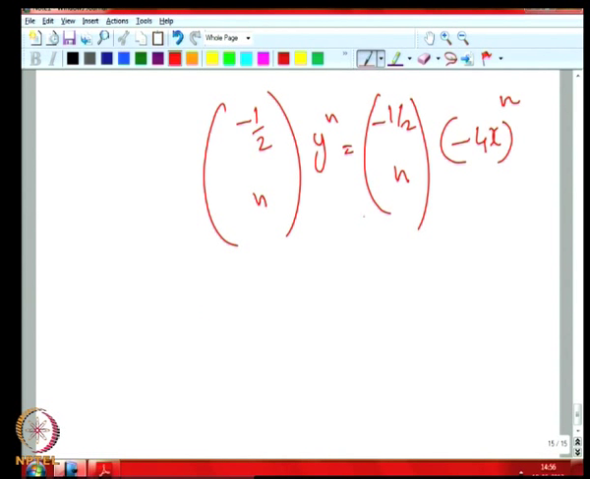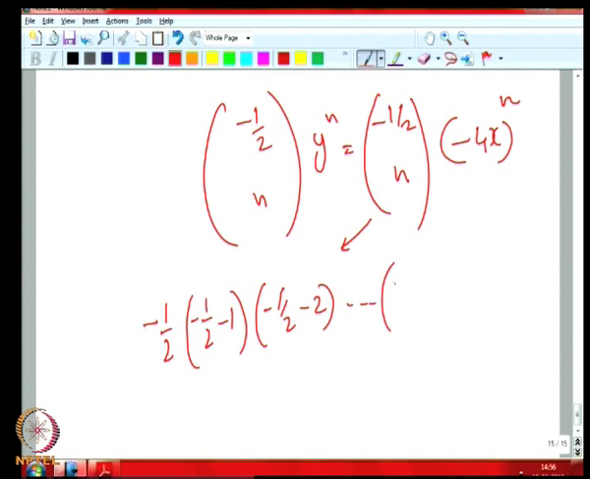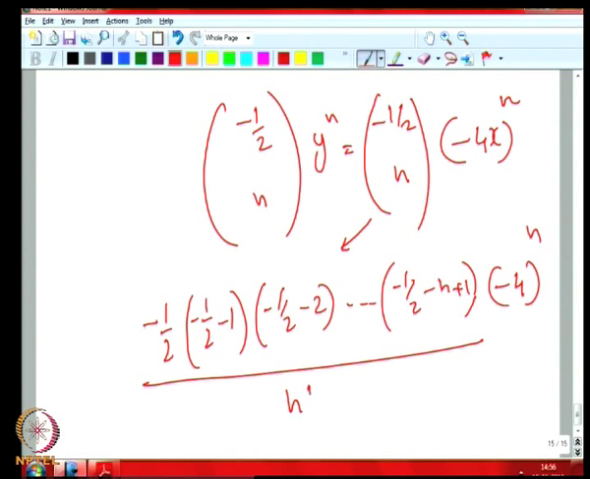This will become, so we can expand this, this will be minus half into minus half minus 1 into minus half minus 2 and so on, minus half minus n plus 1, right. We will get a minus 4 to the power n here, and we will have n factorial in the denominator, right.